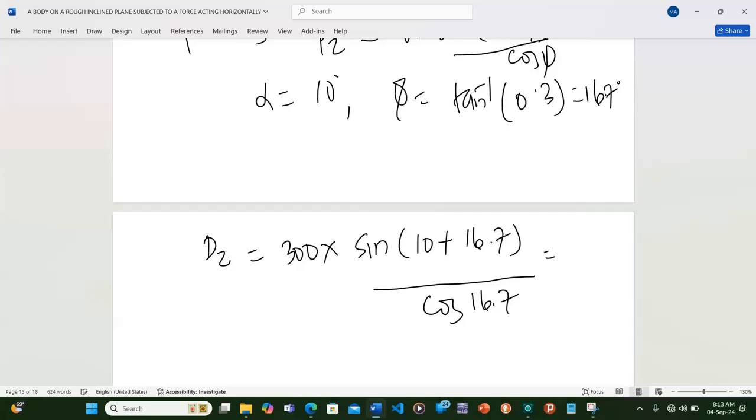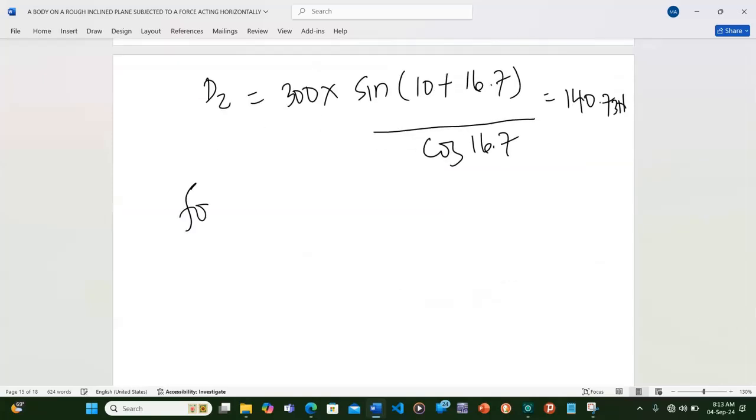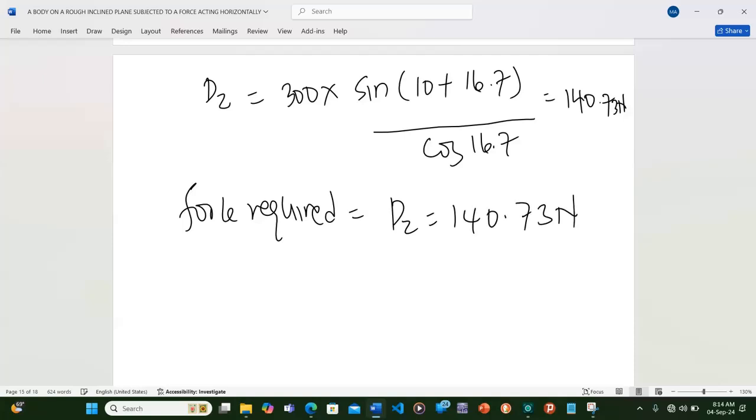So this will be sine of 26.7 divided by cos 16.7, multiplied by 300. So the answer is 140.73. So the force required is P2, which is equal to 140.73 newtons.